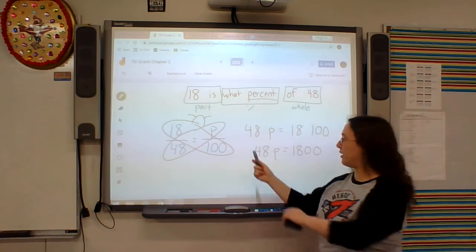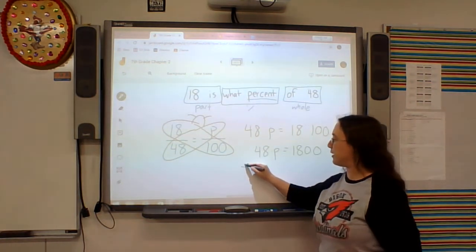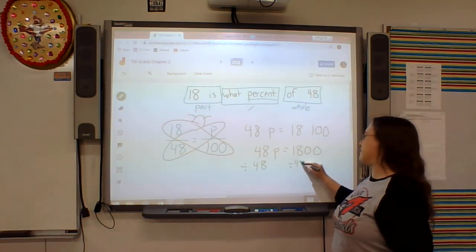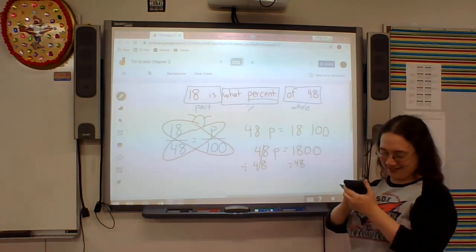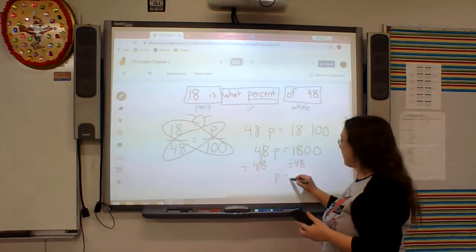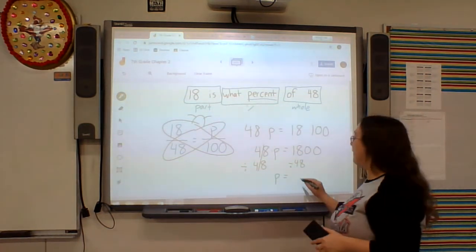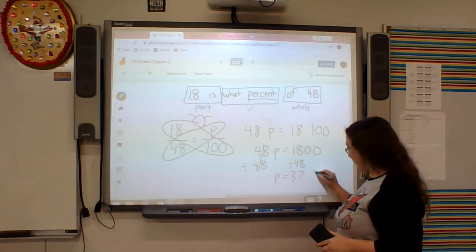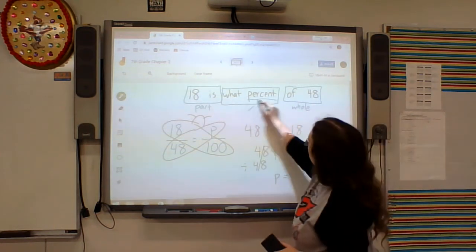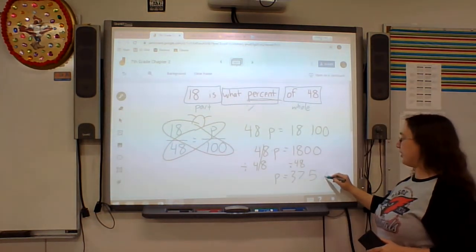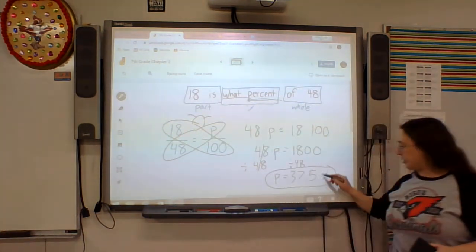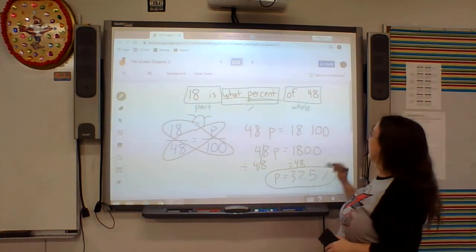And then if we want to get rid of this 48, we're going to divide by 48. Now you might want your calculator. So 1800 divided by 48 gives you 37.5. Yeah, I didn't know that one off the top of my head either. So that's 37.5% because we were looking for a percent. So if you're looking for a percent, you're going to end up with a percent. Makes sense.